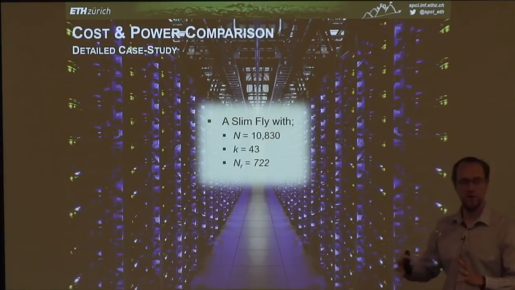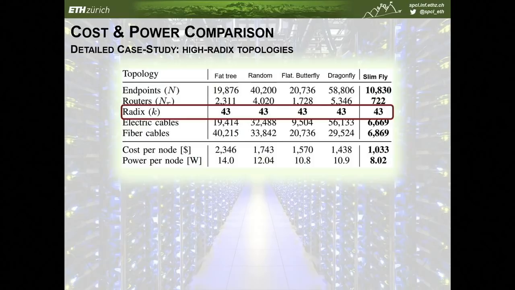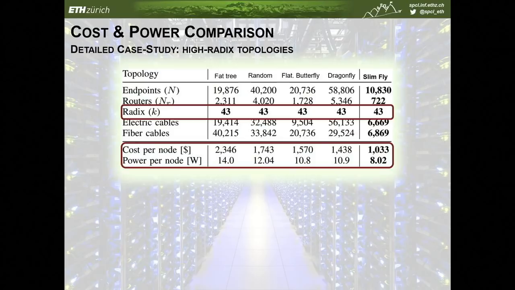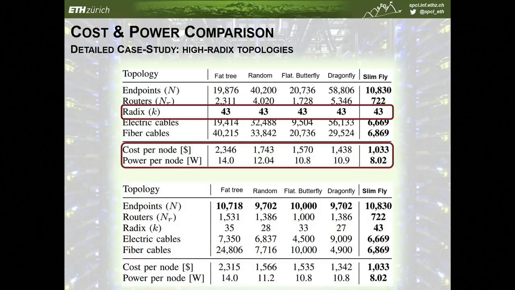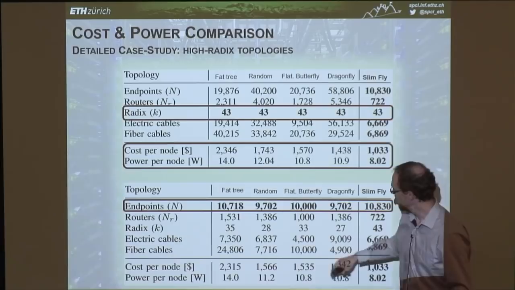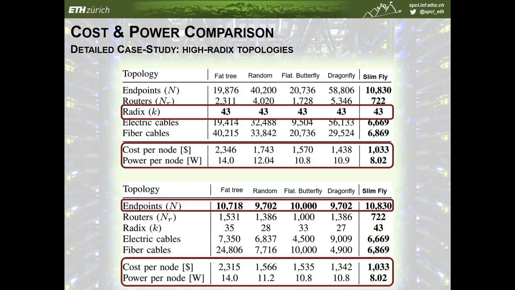If you look at this, if we keep the radix constant, we could build these different networks like fat tree, random topologies, flattened butterfly, dragonfly, and we would see that they would all be much more expensive in terms of power per node and cost per node than Slimfly. And if you just look through, this is always smaller here. And if you say this is unfair because we fixed the radix and we get slightly different numbers of endpoints, we can also fix the number of endpoints and have a variable radix. By the way, all these other topologies, we drive into the optimum for their setting. So we say we want to build the optimal flattened butterfly network, and we just pick the right radix for this. And if you do this, then we get about 20% cheaper in terms of energy, and 30% cheaper with the best competitor in terms of cost.